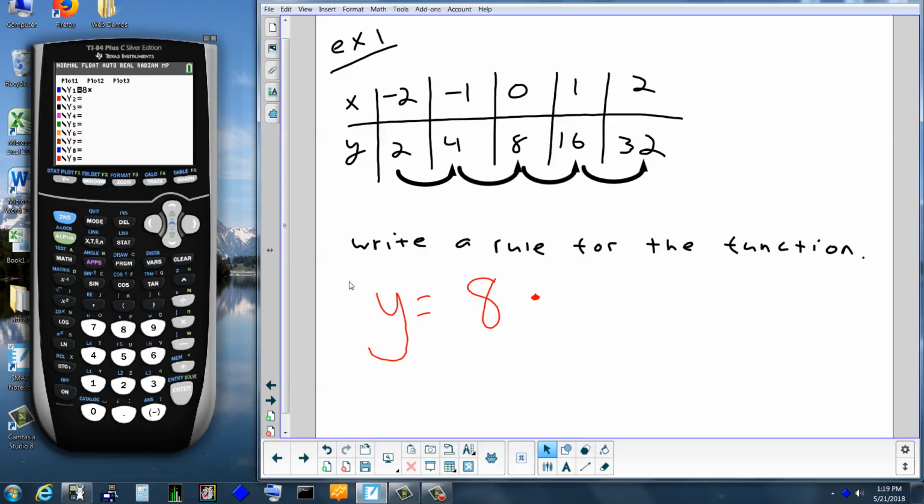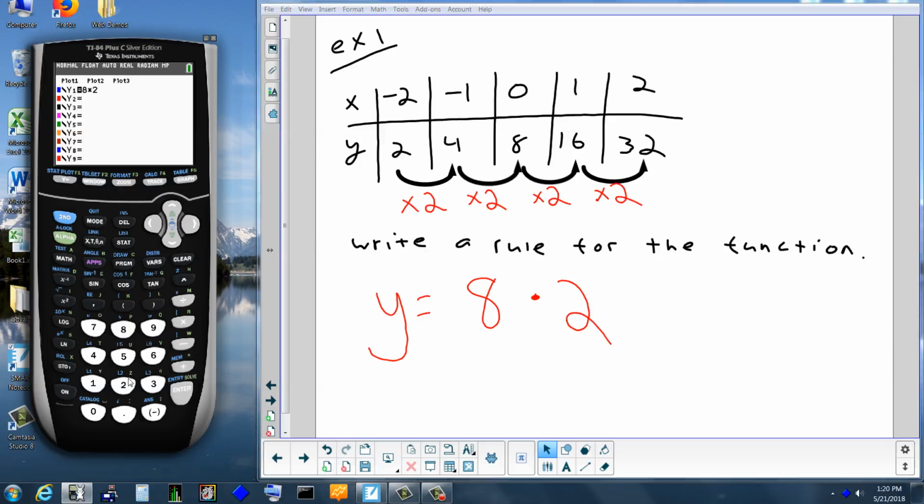Again, what Samantha's saying is the y values are being multiplied by 2, times 2, times 2, times 2. That's just the way this one was. You might get 3, you might get 5, you might get 7. It depends. But for the sake of this one, it's 2.